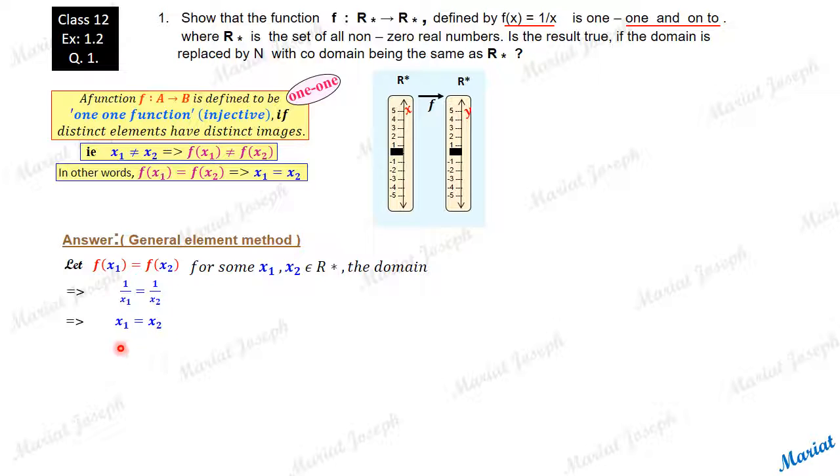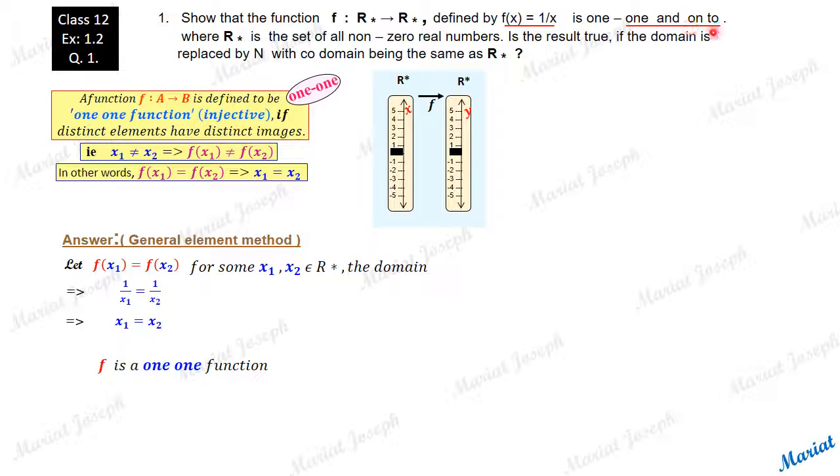Hence, this proves that this given function follows the second interpretation of this definition. So we conclude that this function is a one-one function. It is a one-one function.